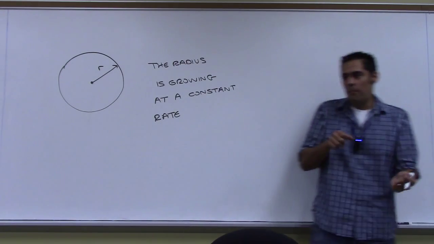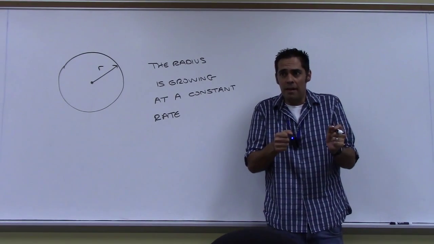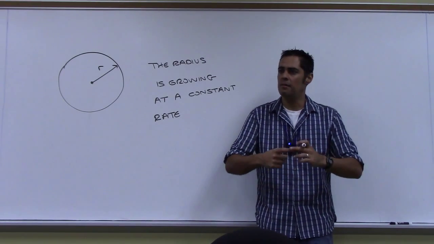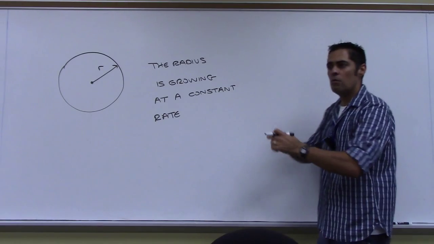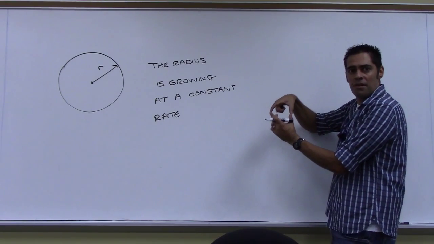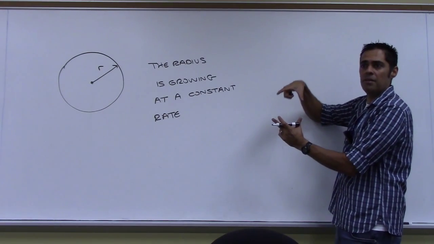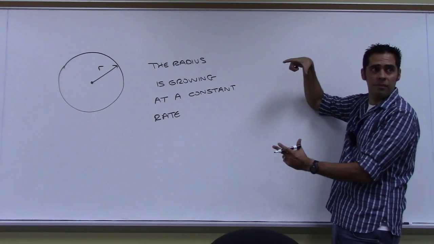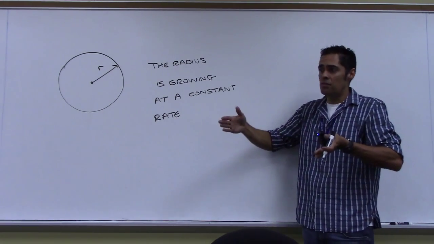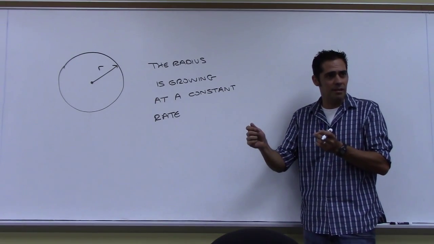So imagine I'm pouring out the paint in such a way that after 1 second, let's say the radius was 1. 1 second later, the radius is 2. 1 second later, the radius is 3. 1 second later, the radius is 4. So the way that the radius is growing is constant. Do you all understand that?